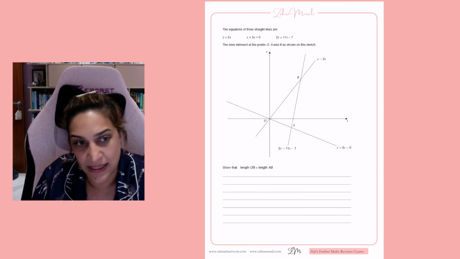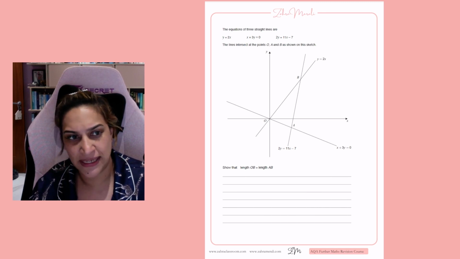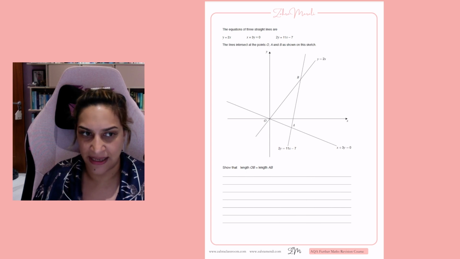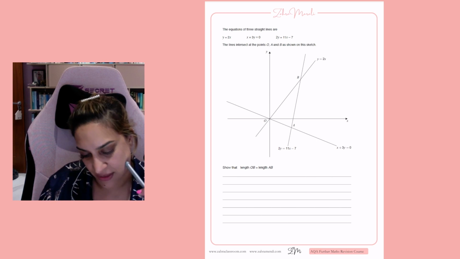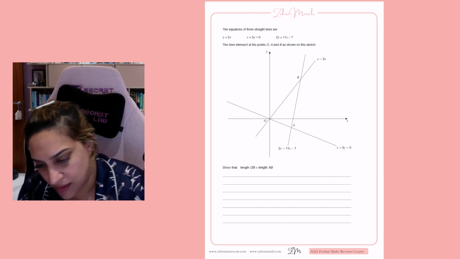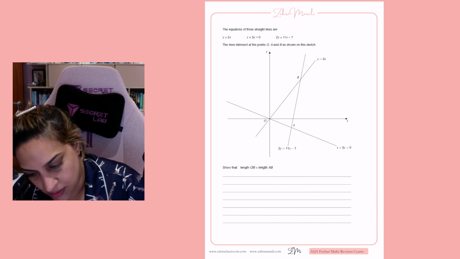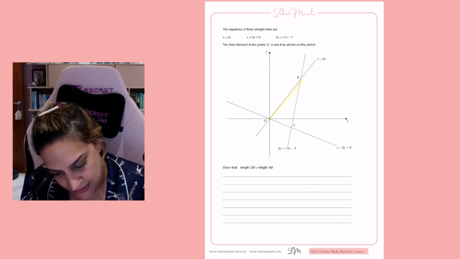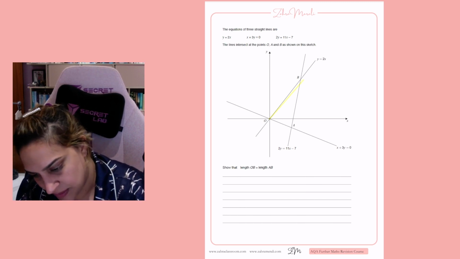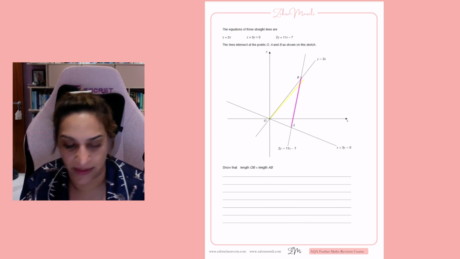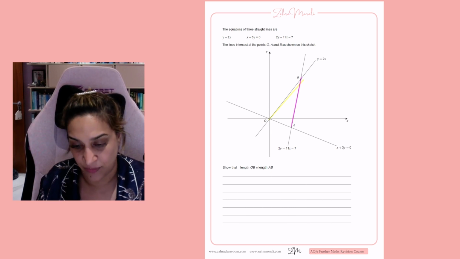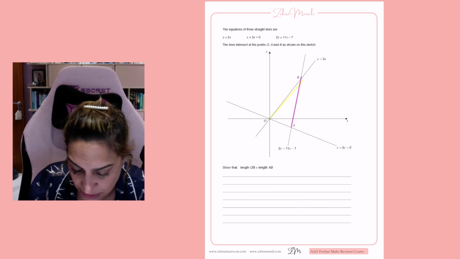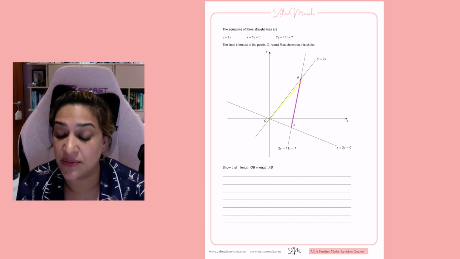Okay, now we've got equations of 3 lines. The lines intersect at the points O, A, and B, as shown in the sketch. Show that the length of OB, which is here, is equal to the length AB. So we're saying this yellow line is equal to that. Right, how are we going to go about doing that? We've been given the equations. They've told us which one is which. Okay, so we need to identify some coordinates.